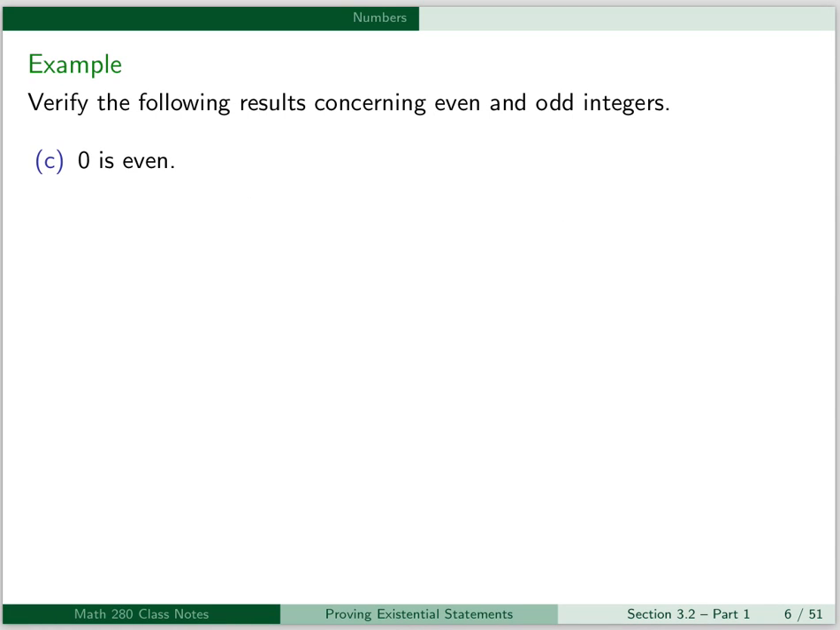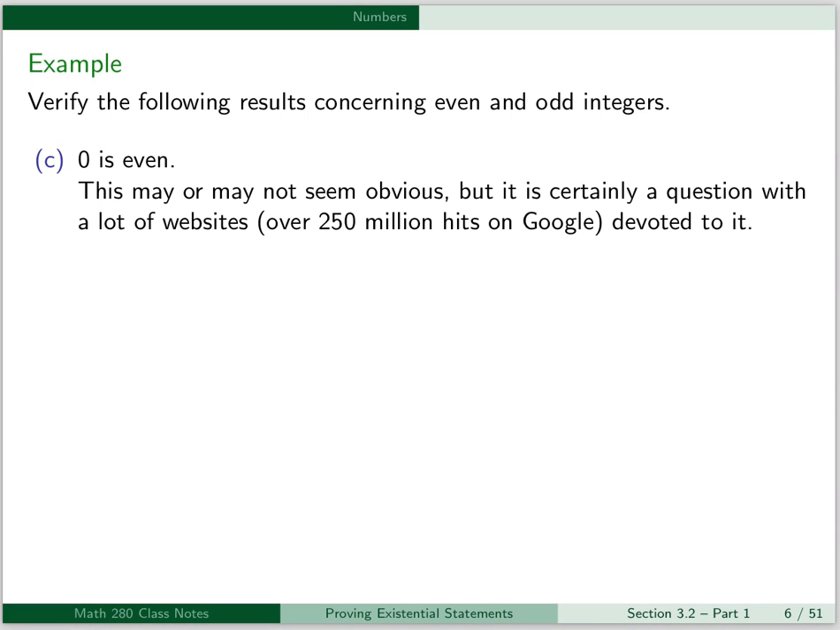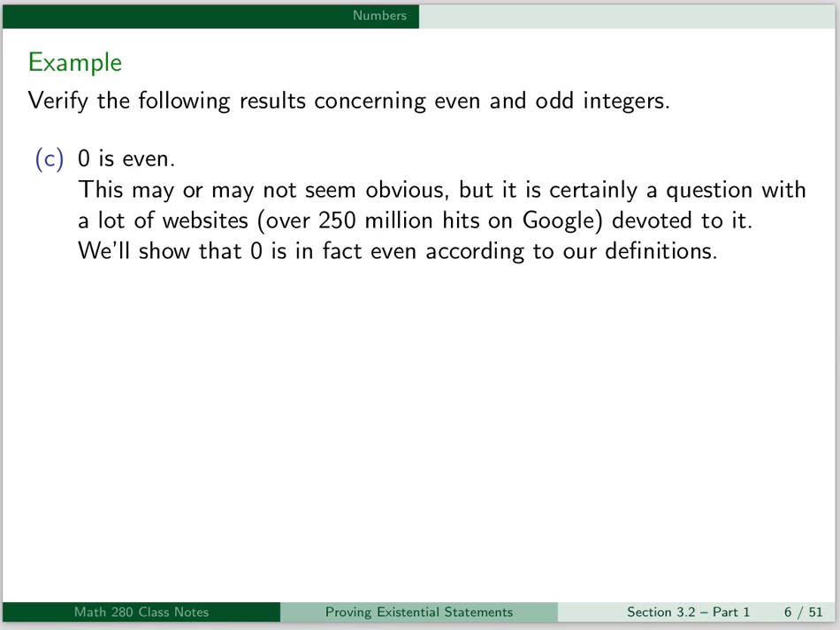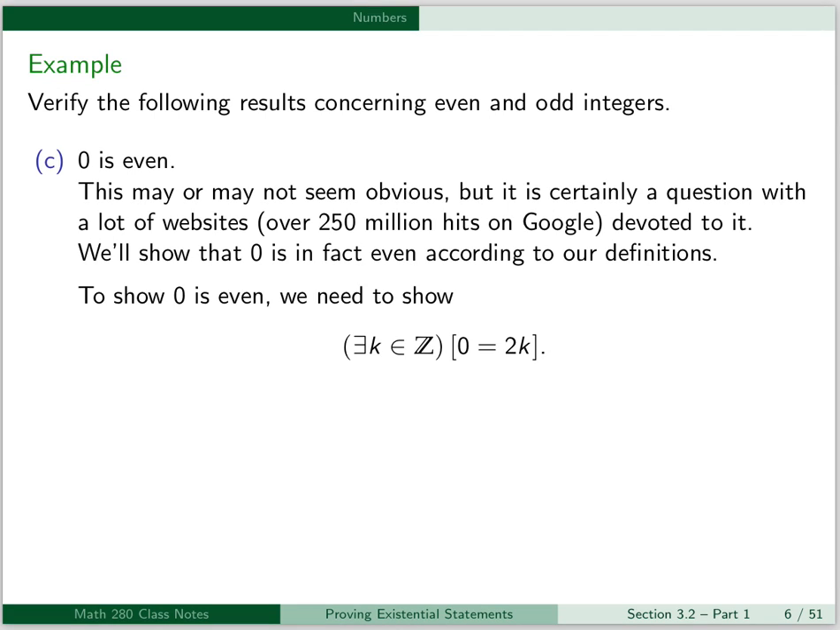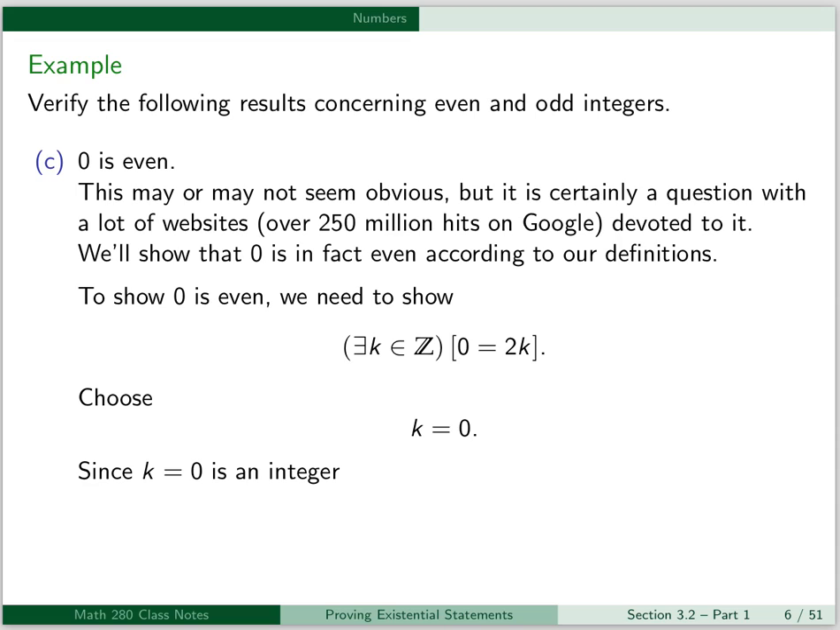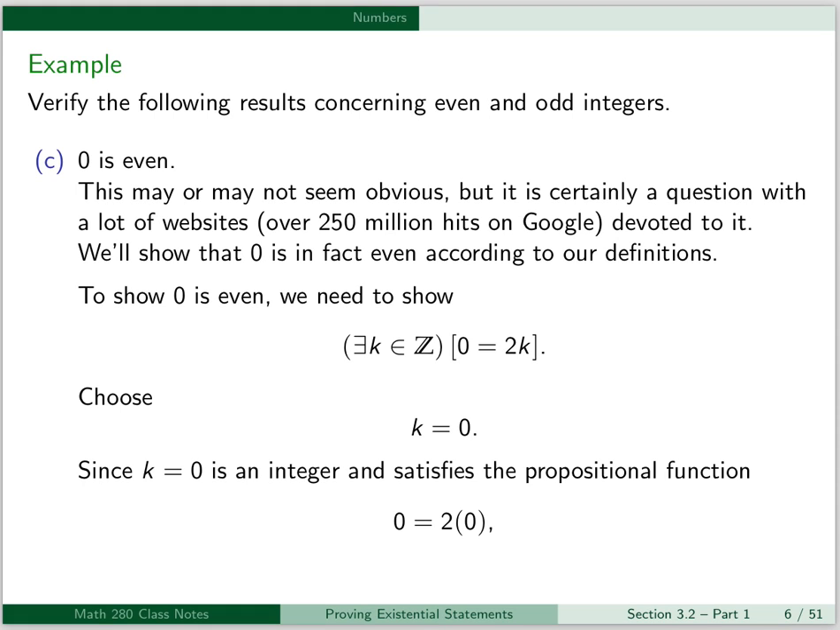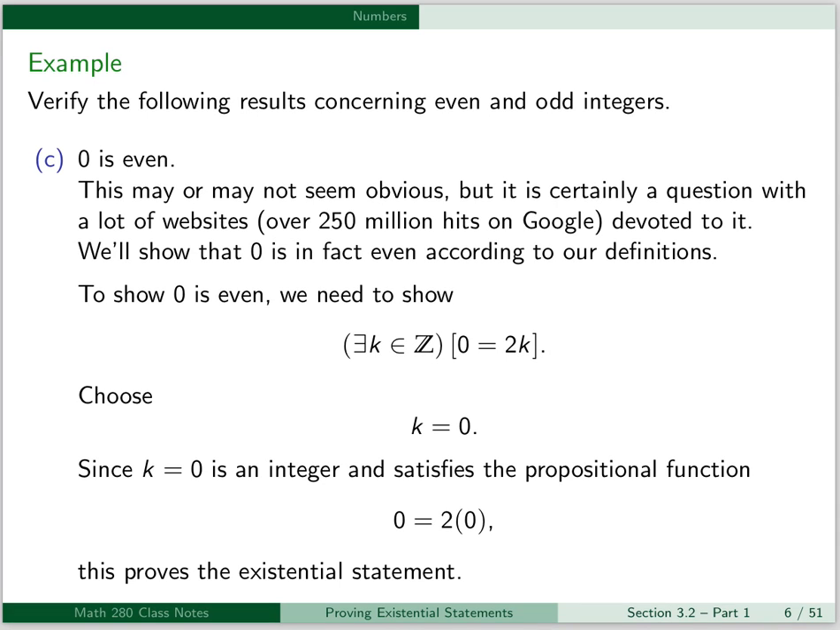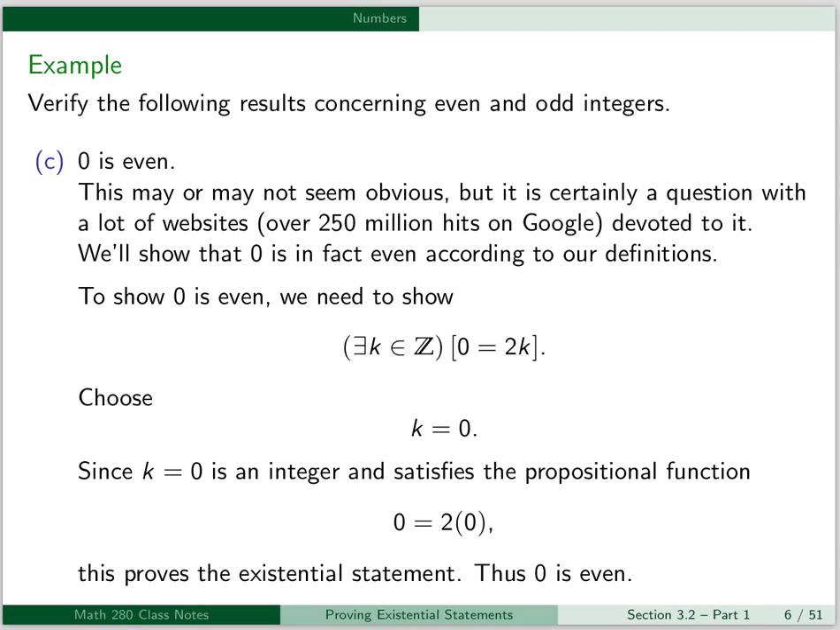Finally, we want to show that 0 is even. Now, this may or may not seem obvious, but it is certainly a question with a lot of websites, over 250 million hits on Google, devoted to it. We'll show that 0 is in fact even according to our definitions. To show 0 is even, we need to show there exists a k in Z such that 0 is equal to 2k. So we choose k equals 0, and since k equals 0 is an integer and satisfies the propositional function 0 equals 2 times 0, this proves the existential statement, and thus 0 is even.